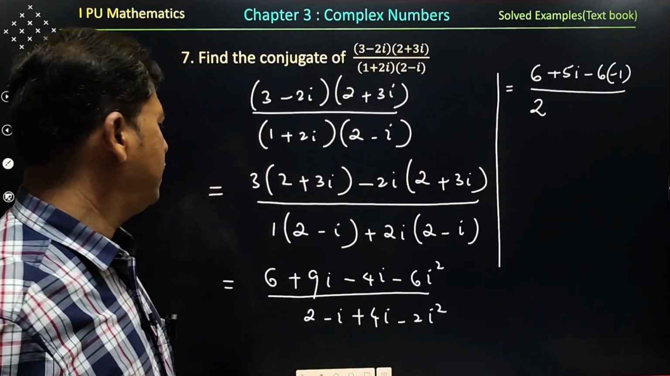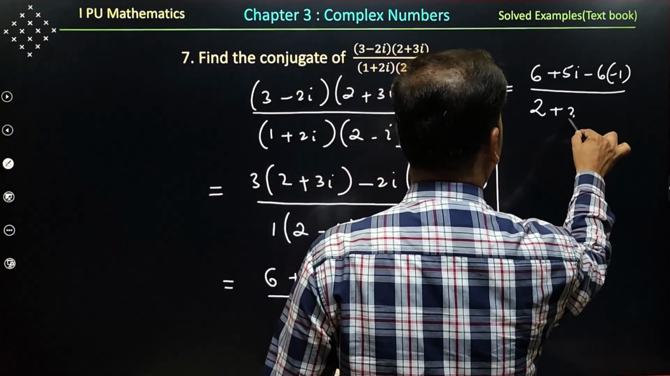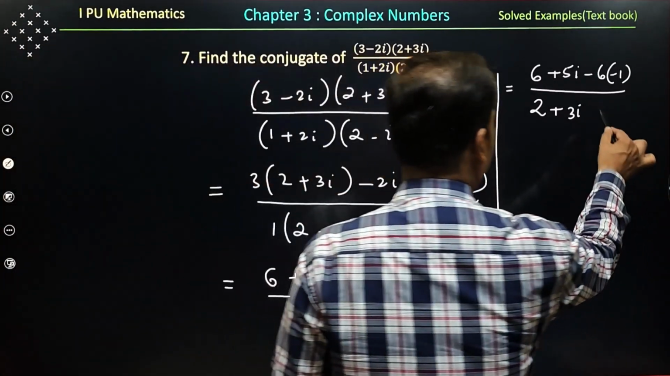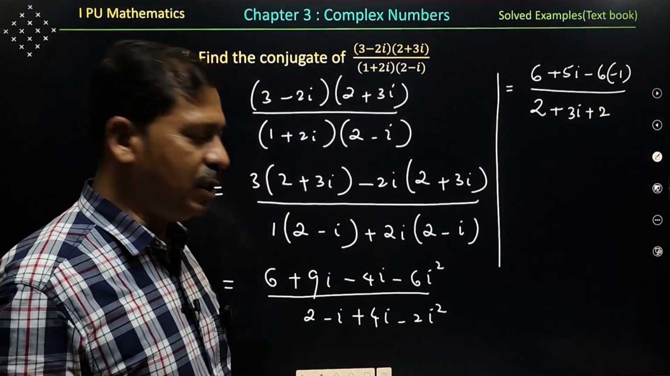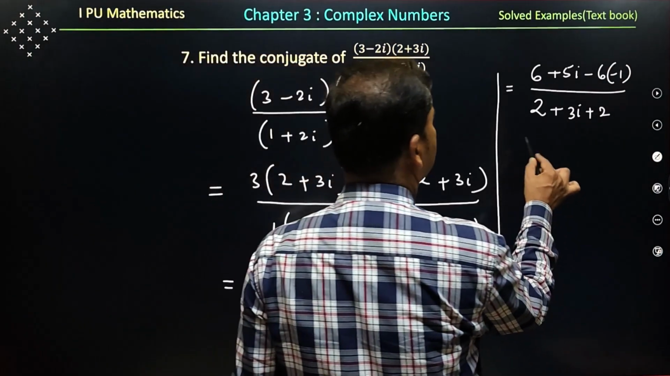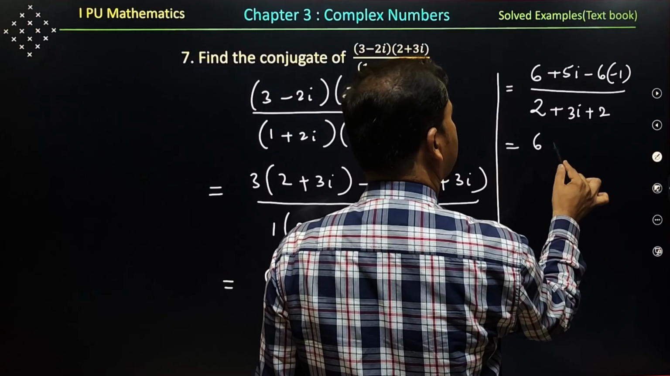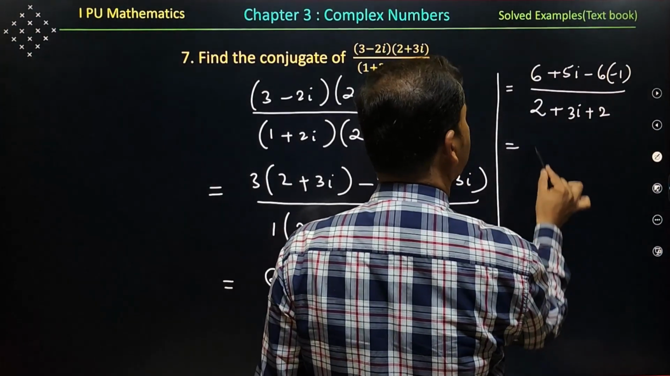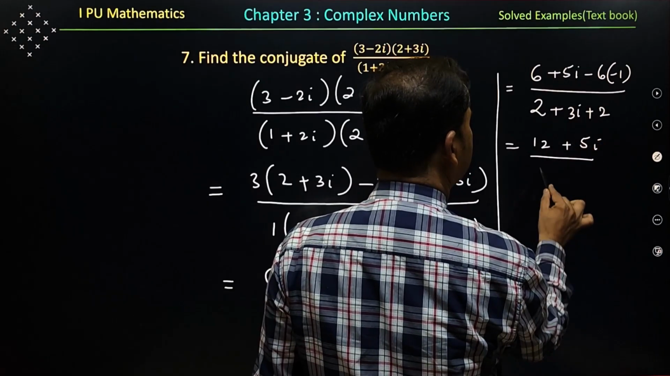Further, 4i minus i plus 3i. Minus 2 into i square is there. I would like to write directly it as plus 2. I square value is minus 1, minus into minus is plus, so 2 you will get here. So this is equal to 6 plus 6, which is 12. 12 plus 5i divided by 4 plus 3i.